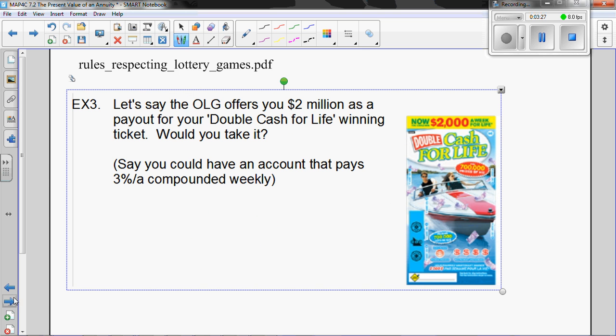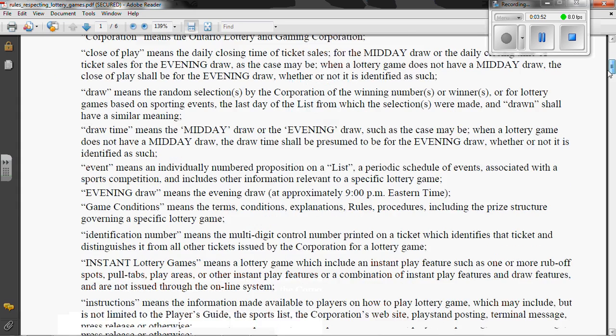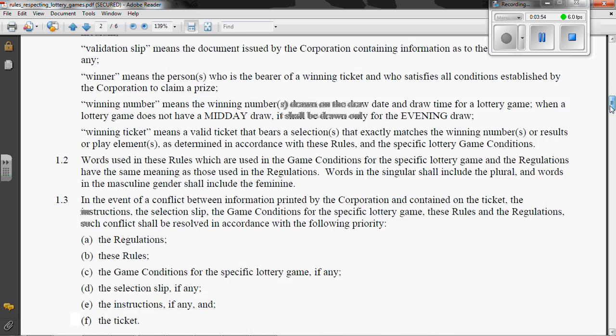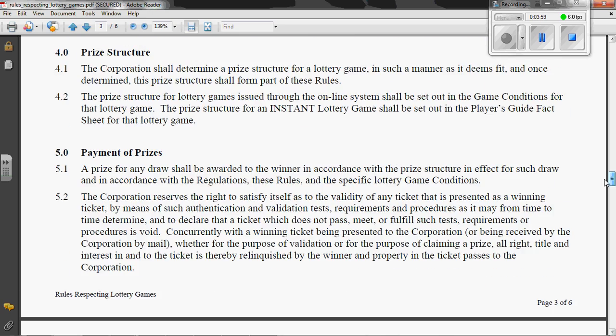So here we go. This is Double Cash for Life. The OLG, Ontario Lottery Corporation, offers you $2 million as the payout for your Double Cash for Life winning ticket. Would you take it? So the idea of these tickets is you get $2,000 per week for life. But if you go to the rules, and I've got the rules up here somewhere, where is it? Prize structures, payments of prizes.